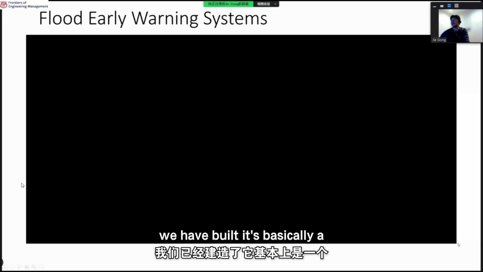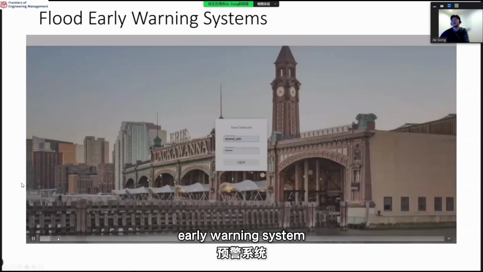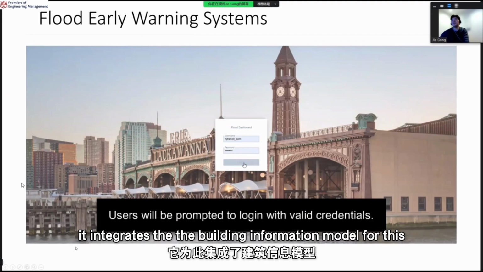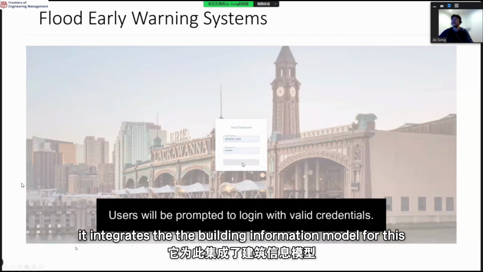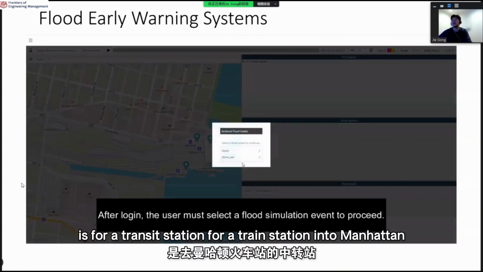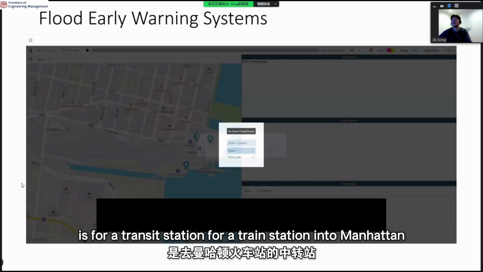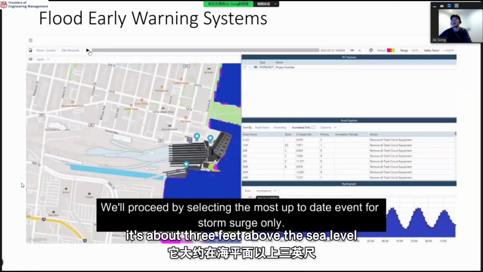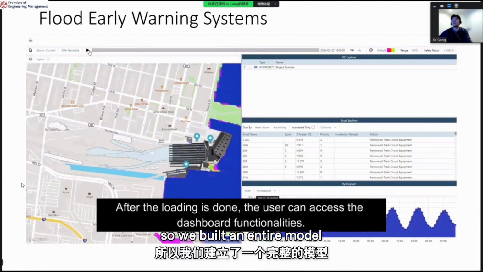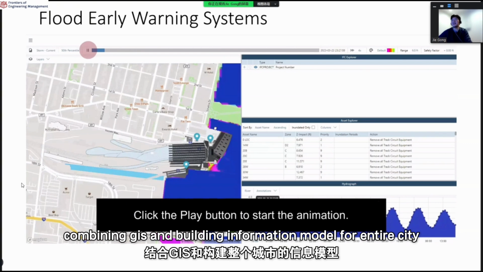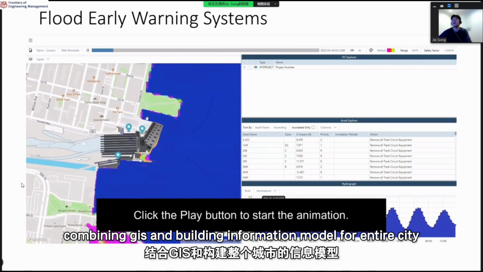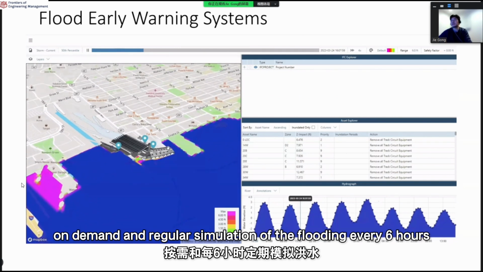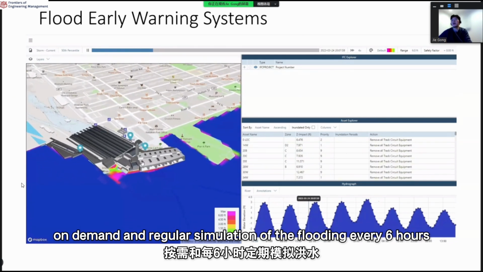It's basically an early warning system that integrates the building information model. This example is for a transit station, a train station into Manhattan, sitting on the Hudson River. It's about 3 feet above the sea level. So we built an entire model combining GIS and building information models from the entire city, combined with a regular simulation of the flooding every 6 hours.